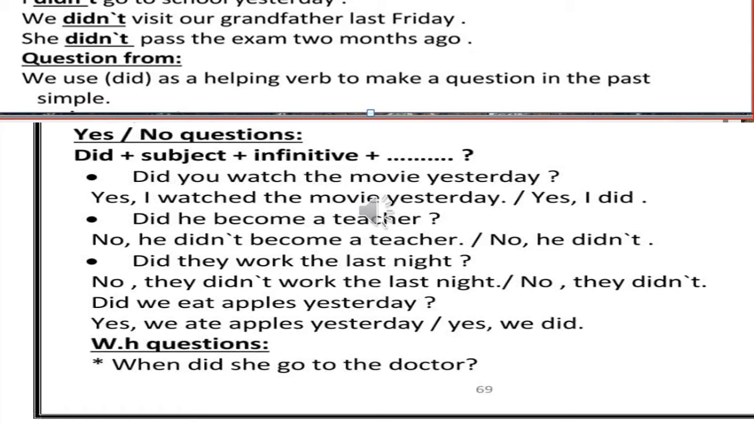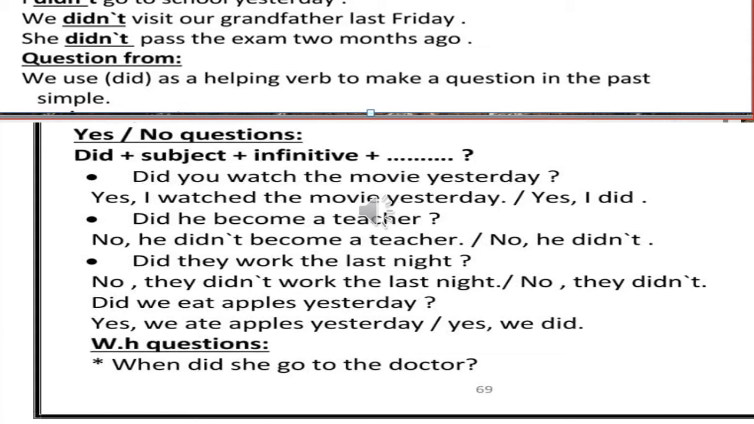Okay, what about the question form? It's very easy. We use did as a helping verb to make a question in the past simple. About yes or no questions, we put did plus subject plus infinitive. And we continue the sentence in the question form. Like, did you watch the movie yesterday? The answer will be, yes, I watched the movie yesterday. Or we can answer in a short form, yes, I did.